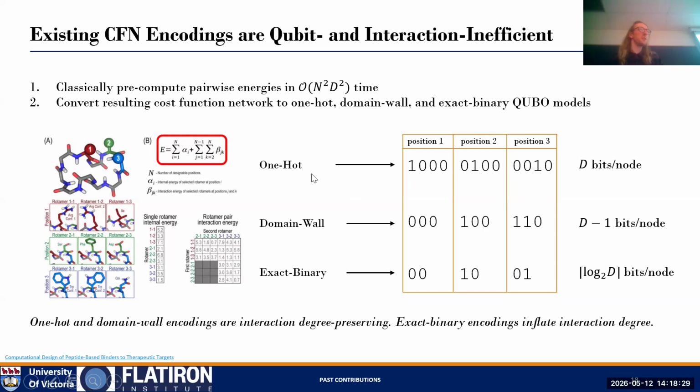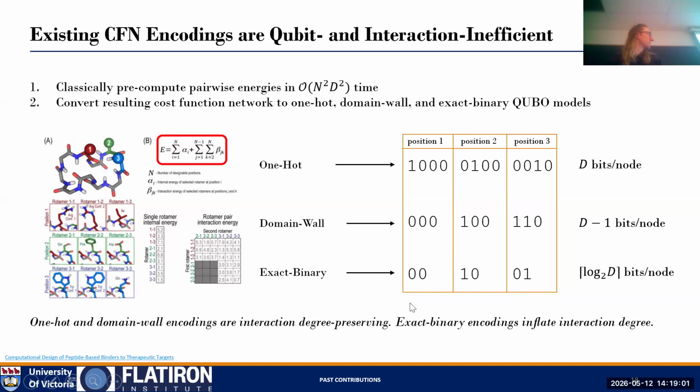Both of these encodings are natively quadratic if we start with the pairwise decomposable cost function network, but many of the bit strings induced by these registers are infeasible states, exponentially many versus the computational basis states that we're actually interested in. The other encoding, exact binary encoding, uses the information theoretic minimum number of bits per vertex, where each bit string corresponds to a variable choice.